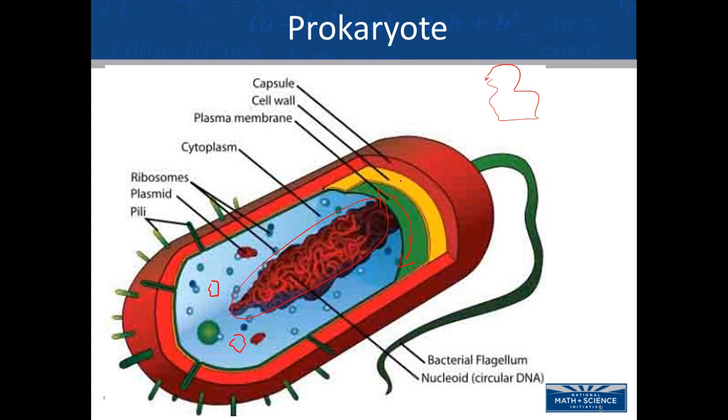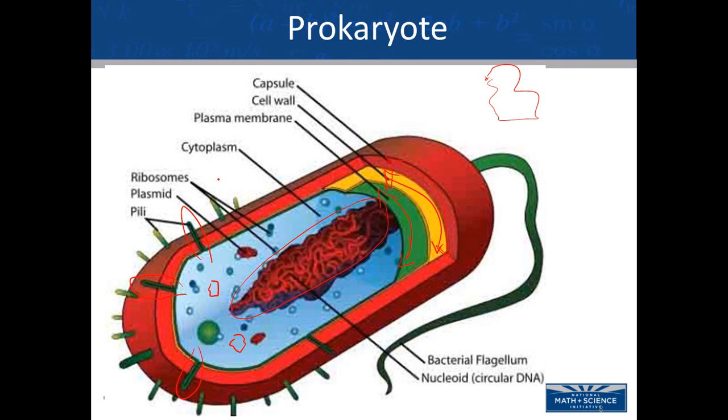Outside of the plasma membrane, we're going to find a cell wall. Now this cell wall is different from a plant cell wall in that it's not made out of cellulose, but a complex carbohydrate called a peptidoglycan. There are some prokaryotic cells that, in addition to the cell wall, have a slimy capsule covering the cell wall. That slimy capsule seems to confer some extra protection for the prokaryotic cell. In addition to that, there are some prokaryotic cells that have these little plasma membrane extensions sticking out.